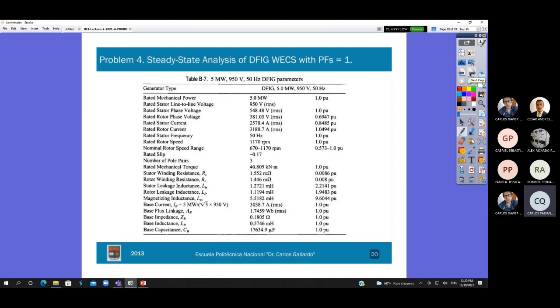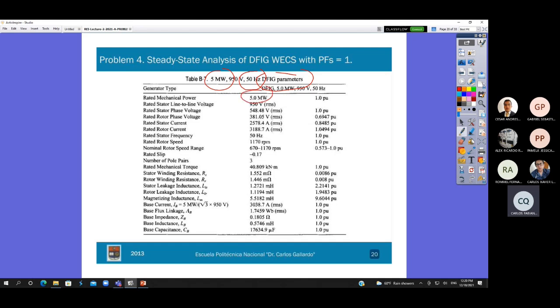Okay, so pay attention to the data. This is the data for the doubly fed induction machine. I will have 5 megawatts. The frequency of operation in this case is 50 hertz. These are the parameters, real parameters of the doubly fed induction generator. The rated mechanical power is 5 megawatts.